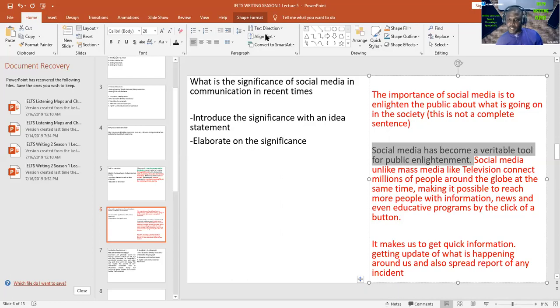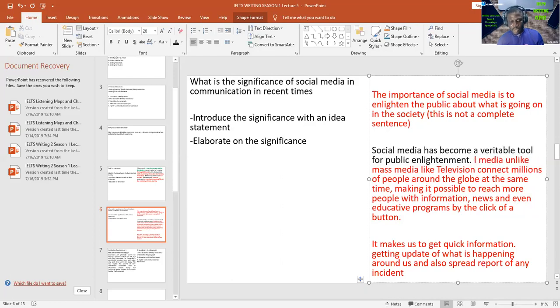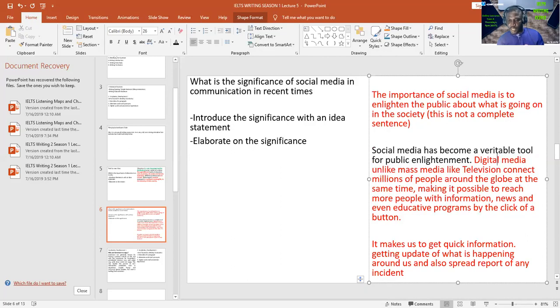Okay, social media has become a veritable tool for public enlightenment. I want to change some of my statements. I just want to use a tiny word. Let me just say digital media, unlike mass media like television. Confirm that you can see now. Look at my opening statement: social media has become a veritable tool for public enlightenment. Digital media, unlike mass media like television, connects millions of people around the globe at the same time, making it possible to reach more people with information, news, and even educative programs by the click of a button.